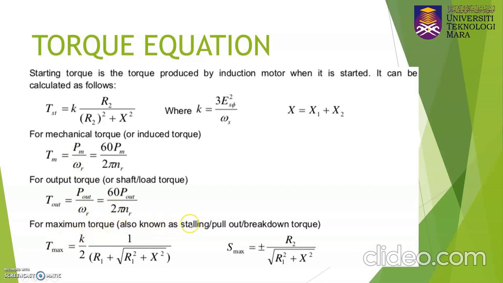And then for the maximum torque, we can also call it the stalling, pull out, or breakdown torque. The formula for T max is given by K divided by 2 multiplied by 1 over R1 plus the square root of R1 squared plus X squared, where X is given by X1 plus X2. The formula of K is given by this, but here, remember, you need to use omega S. When T max happens, the slip is also maximum. So usually the question will ask you to calculate the value of the maximum slip, and you can refer to this formula to calculate it. Next we will see in detail how to use all these formulas in the following example.